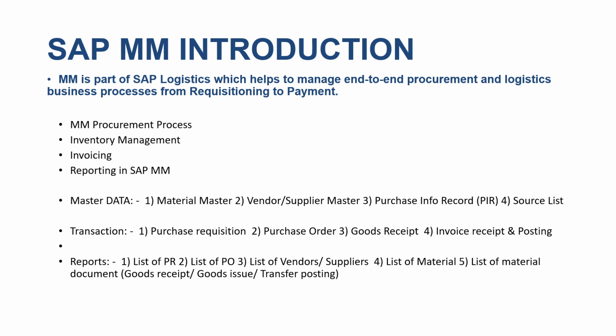So these four deal with the end-to-end scenario, where we have master data in which we need to maintain the material, vendor, and purchase info record. In that we will maintain the price and source list. Then there is transaction data, like creating the purchase requisition, purchase order, doing the inward of material in goods receipt, and doing invoice receipt and posting. So these are the transaction data, and we have reports for master data and transaction data.